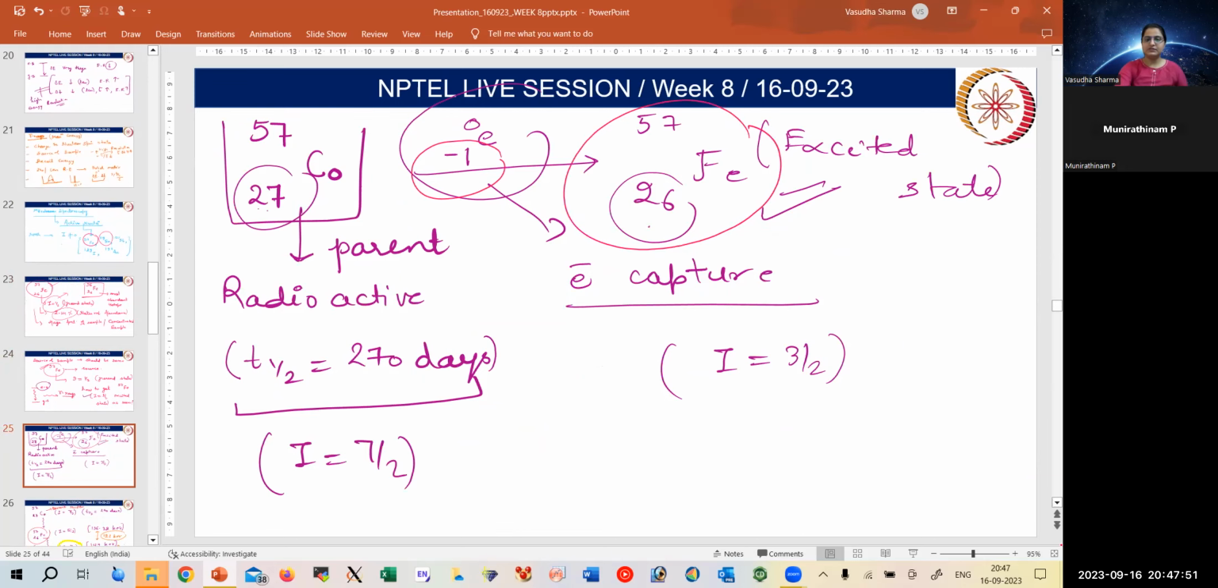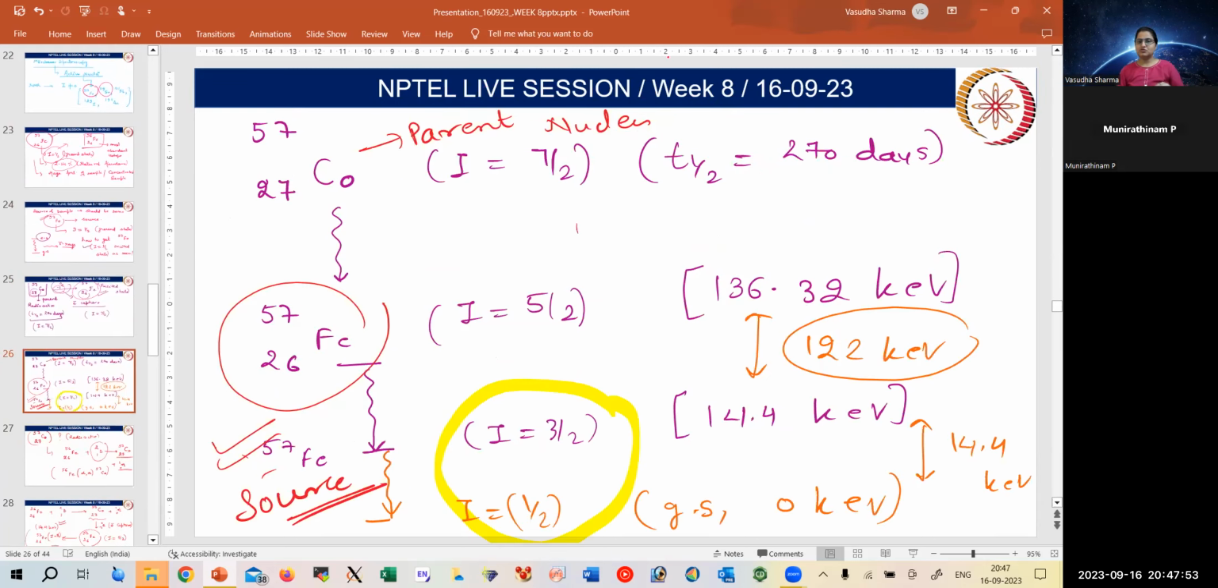Now cobalt would be at I equals 7/2, which has very high energy. Then it goes to iron-57 at 5/2, which also has a lot of energy, 136.32 kilo electron volt. The next state is I equals 3/2, which is 14.4 kilo electron volt. So the energy difference is 122 kilo electron volt, whereas from 3/2 to 1/2, the difference is 14.4. You can compare the difference of 122 and 14.